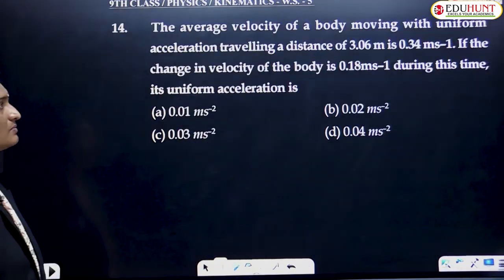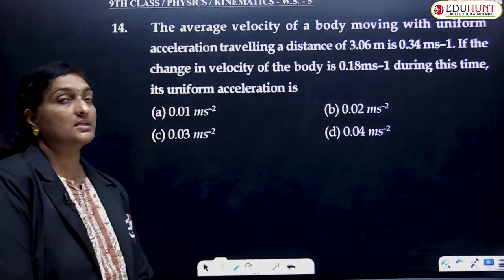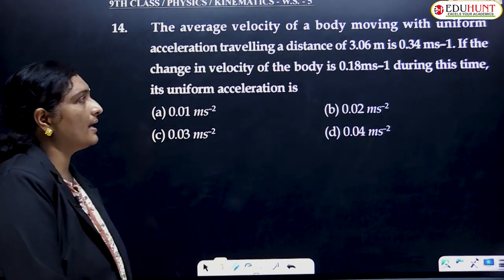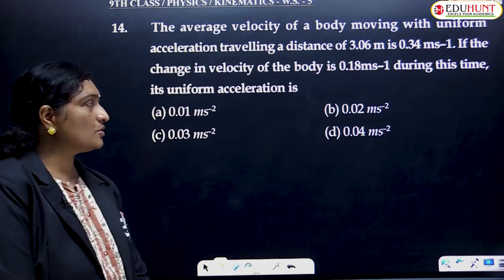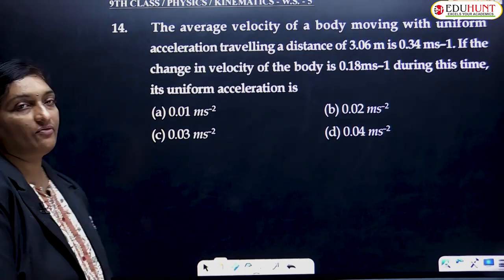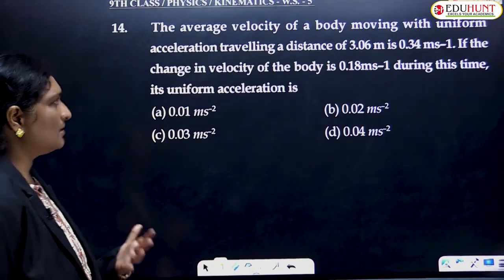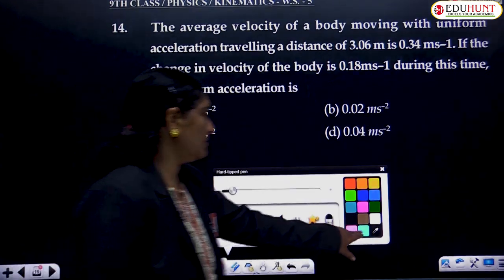Next, the average velocity of a body moving with uniform acceleration, traveling a distance of 3.06 meters, is 0.34 meter per second. If the change in velocity of the body is 0.18 meter per second during this time, its uniform acceleration is. So, first of all, maybe the question is a little confusing. Let us try to write the given data.